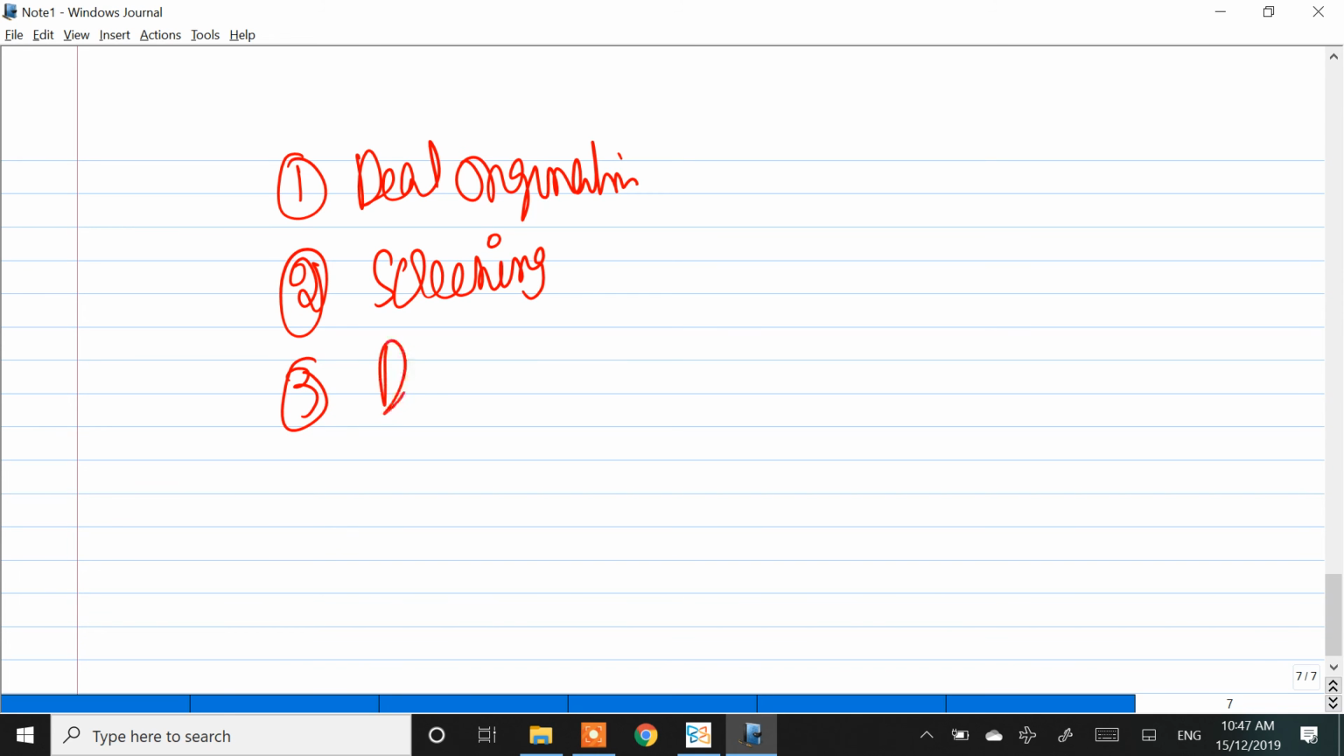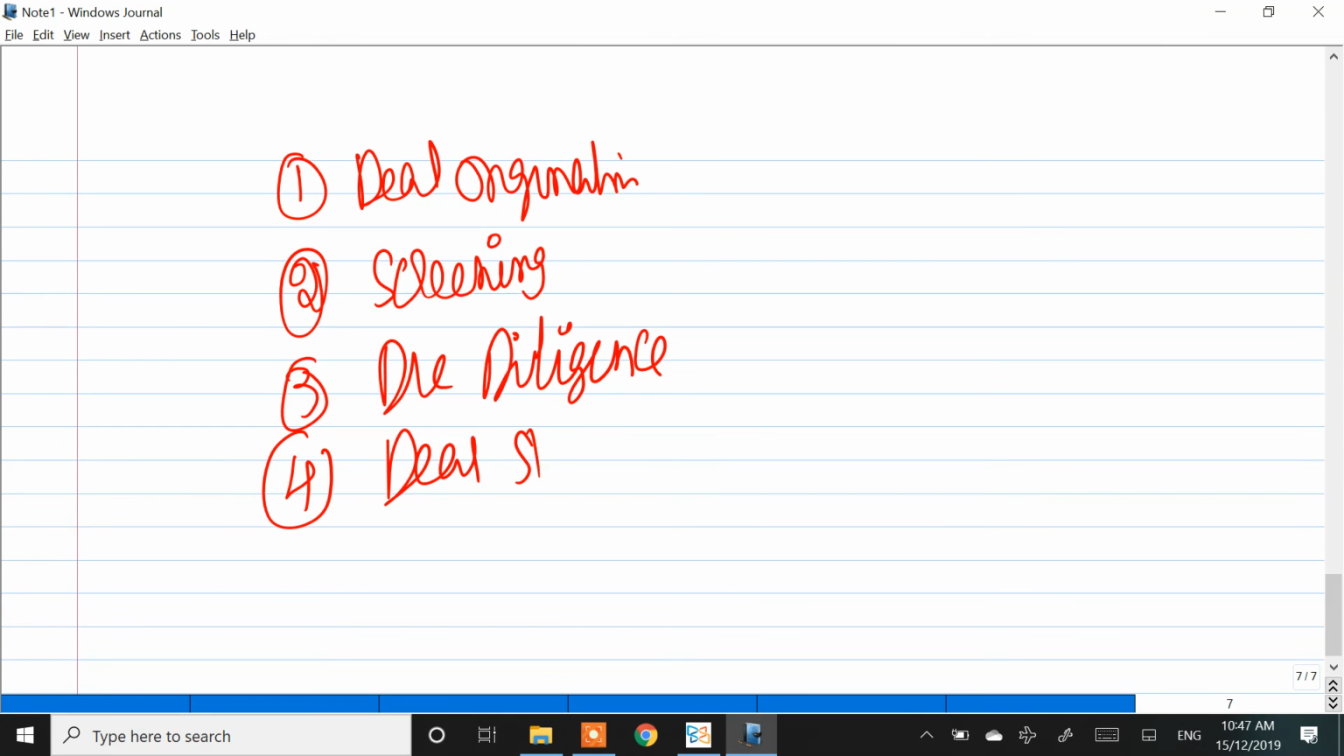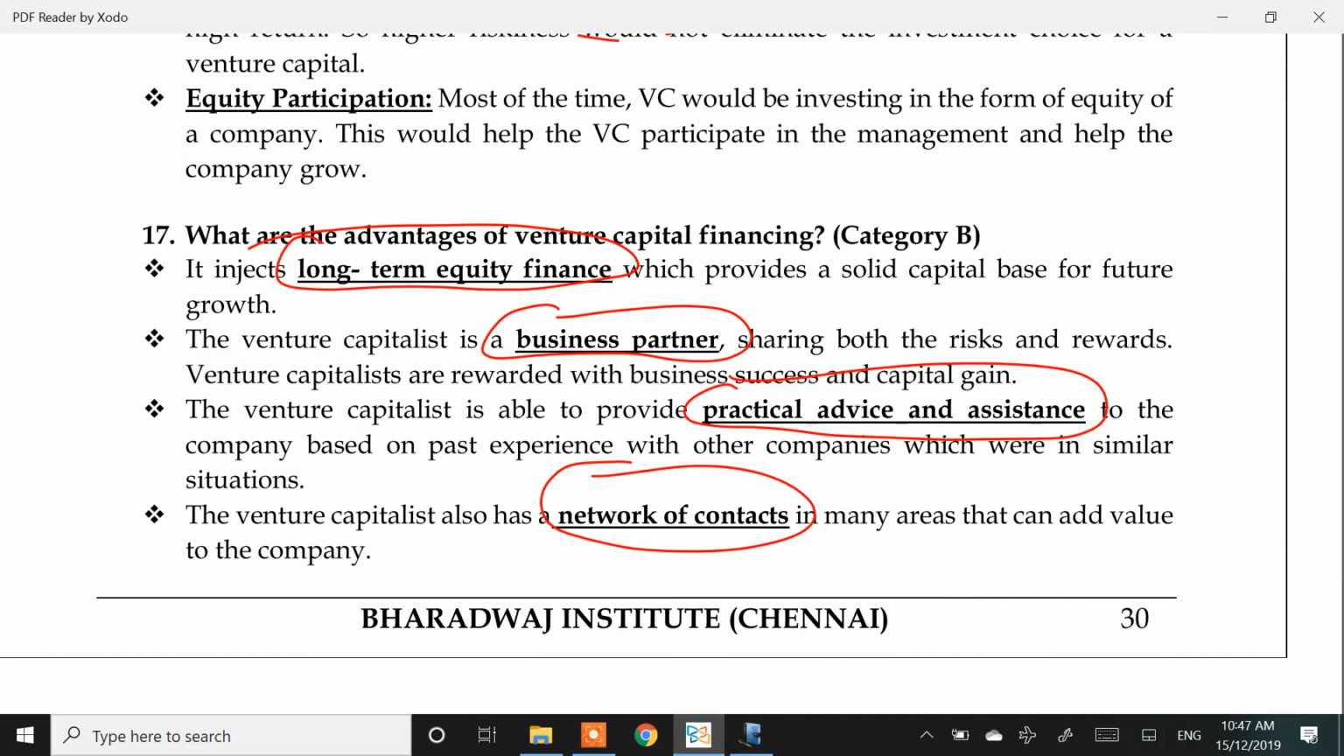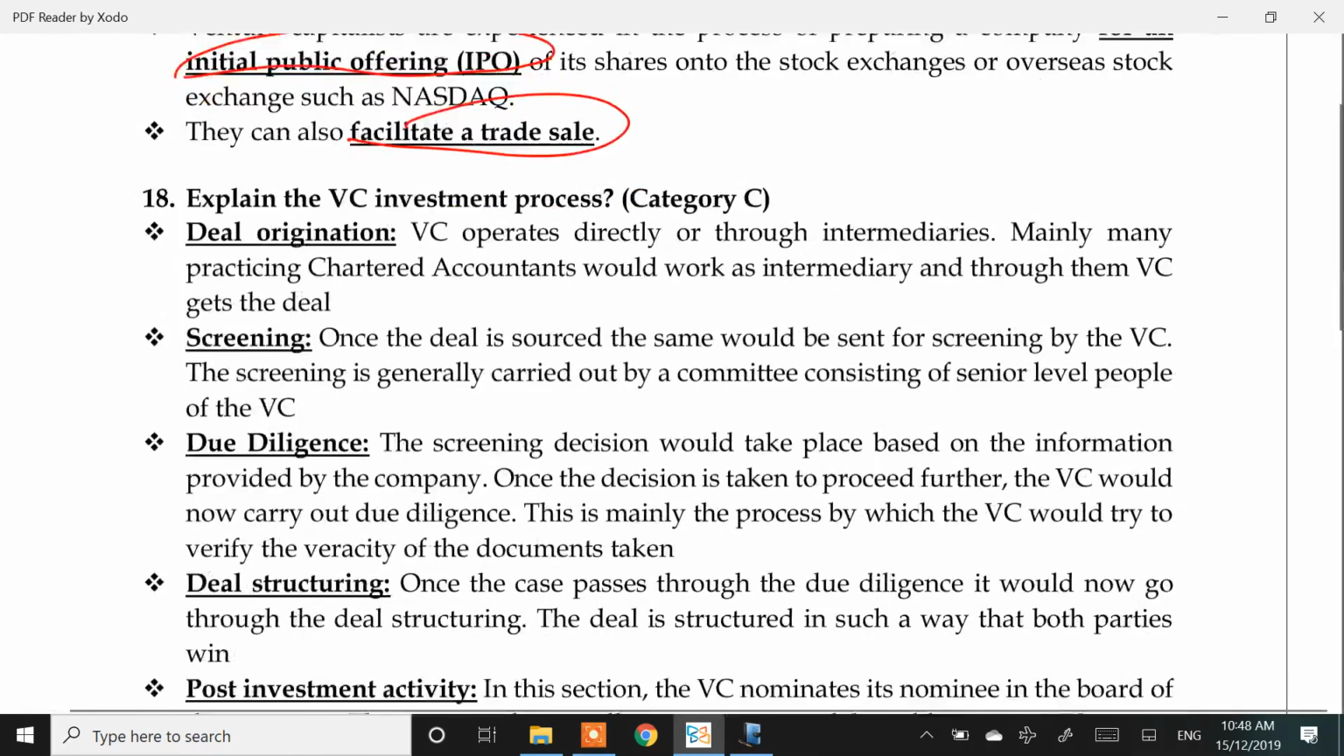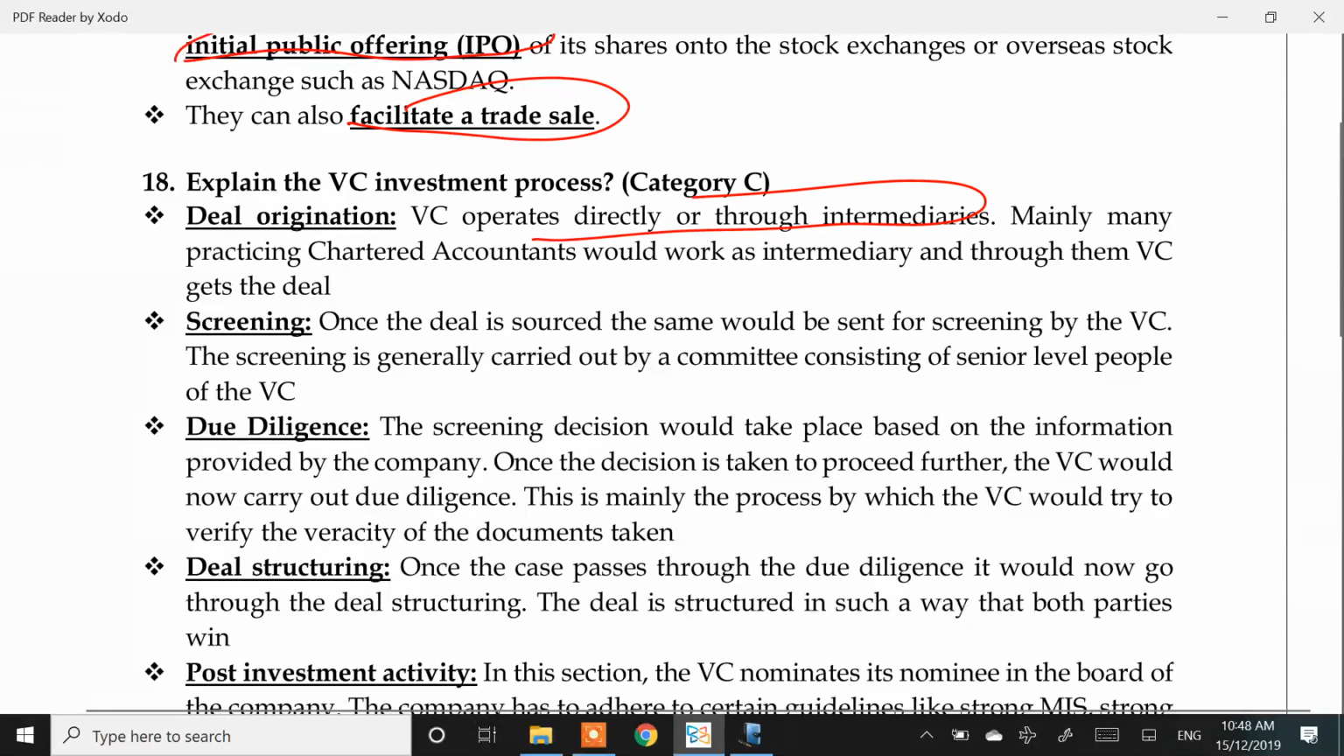Then there will be a due diligence done in that company, just to ensure that whatever financials are given are the right set of financials, and to see if any kind of adjustment needs to be done. If you are satisfied with these three stages, a deal will get structured, investments will be made, post-investment analysis will be done, and an exit plan will be built. So, deal origination is directly or through intermediaries. Once the deal is sourced, it would be sent for screening by the venture capitalist.